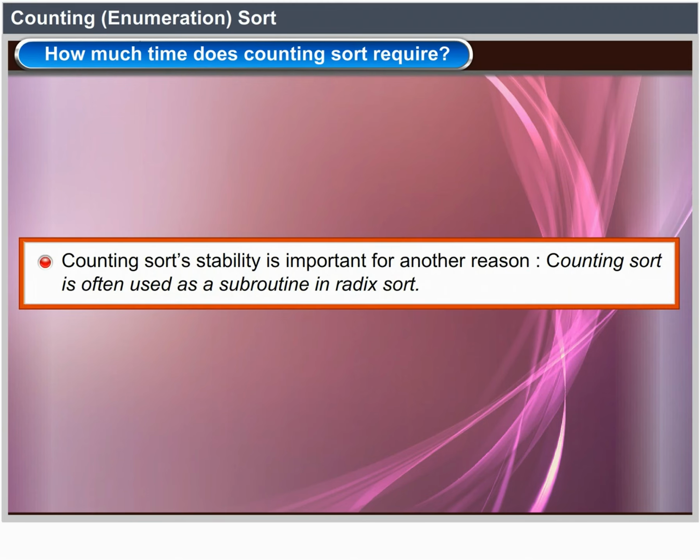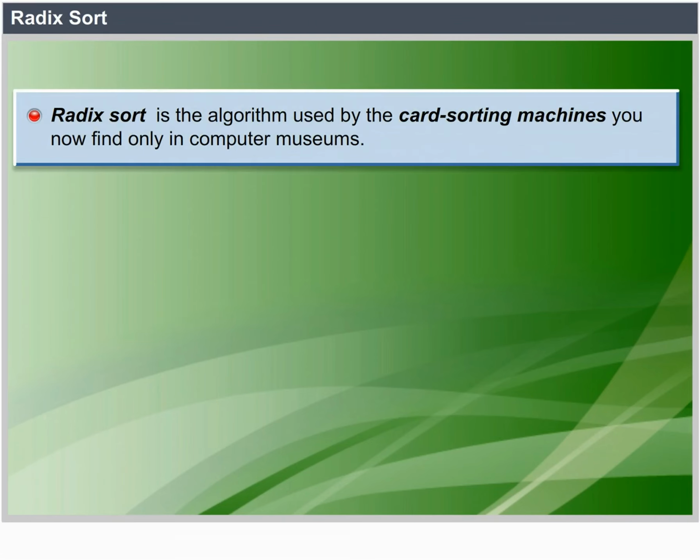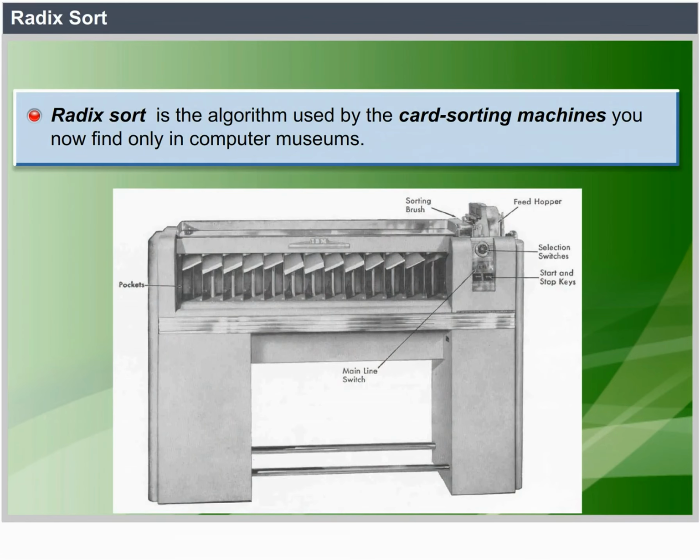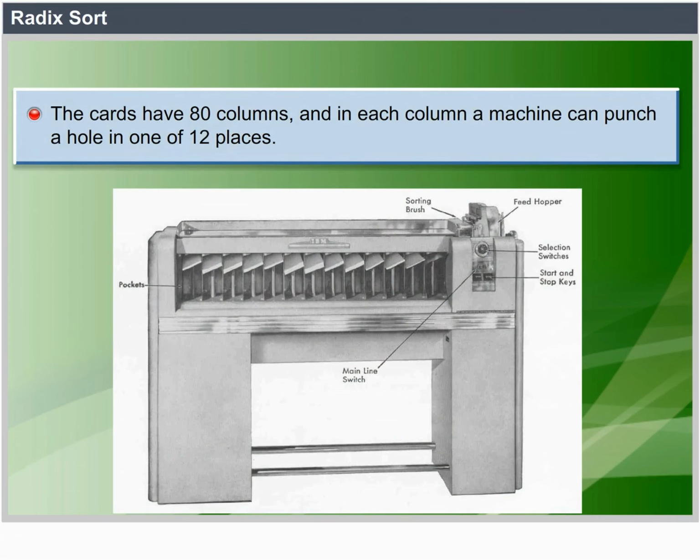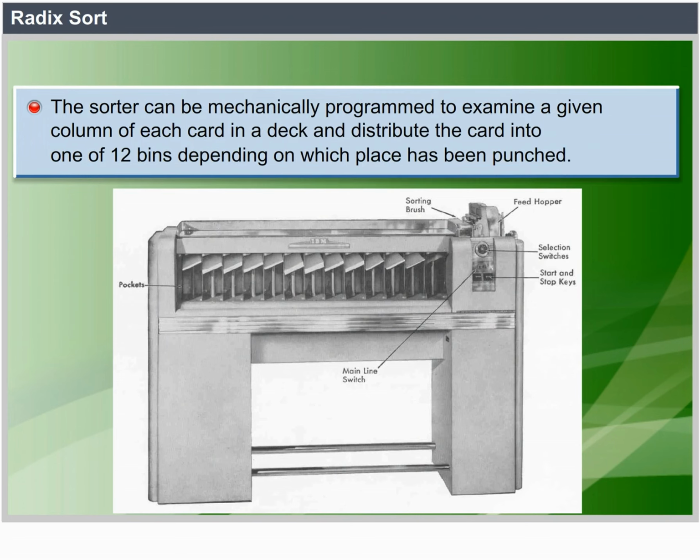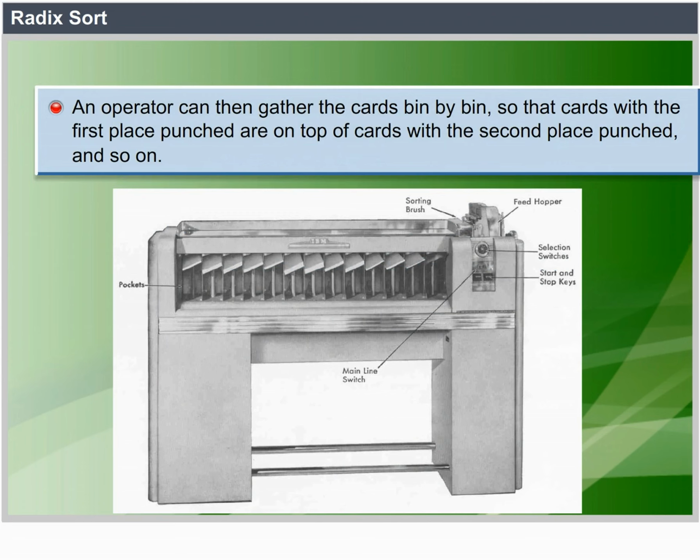Radix sort. Radix sort is the algorithm used by the card sorting machines you now find only in computer museums. The cards have 80 columns, and in each column, a machine can punch a hole in one of 12 places. The sorter can be mechanically programmed to examine a given column of each card in a deck and distribute the card into one of the 12 bins depending on which place has been punched. An operator can then gather the cards bin by bin, so that cards with the first place punched are on top of cards with the second place punched, and so on.